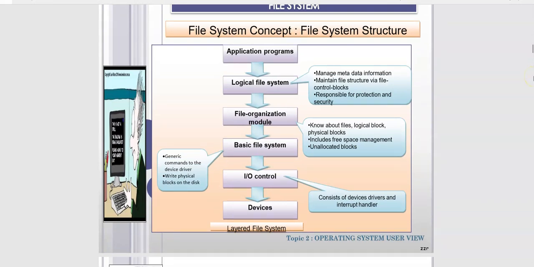Imagine that you have an application program such as Microsoft Word, and you create your assignment, and then you try to save your assignment in your hard disk or flash drive. What happens is your assignment will be managed by what we call the logical file system first. Say our file size is 20 megabytes. In the logical file system, it will store or capture the metadata information of the file. For example, the file assignment.docx, what is its size, and when was the file created, who created it. That we call metadata information.